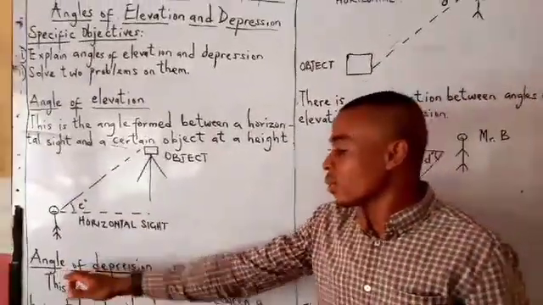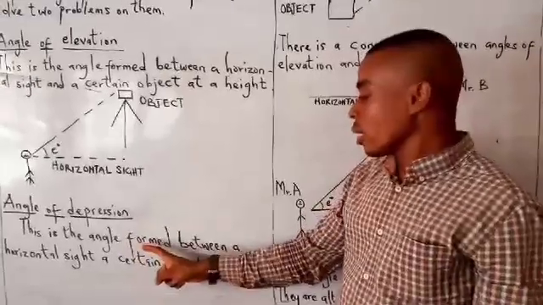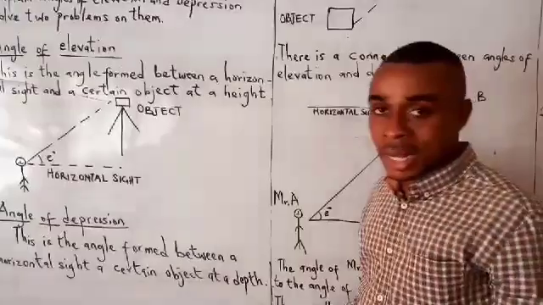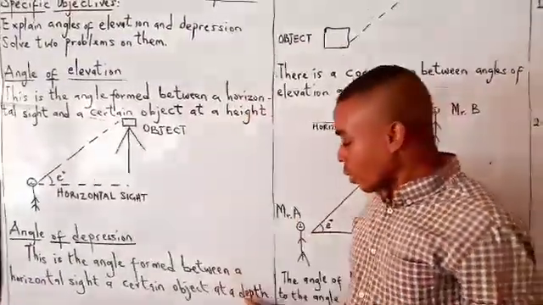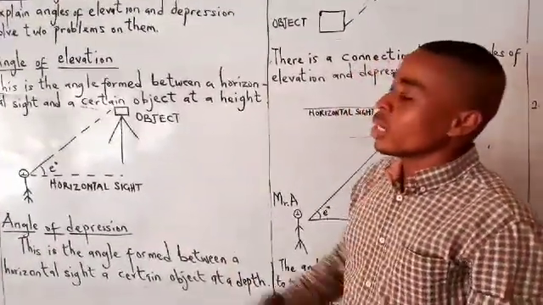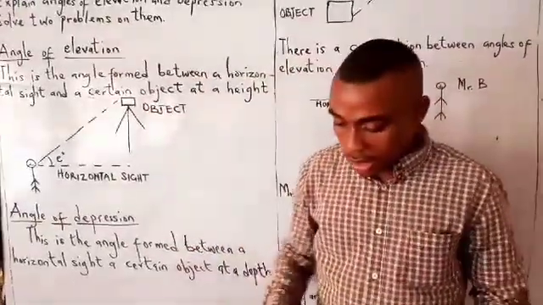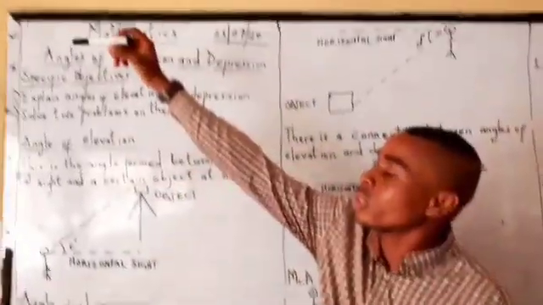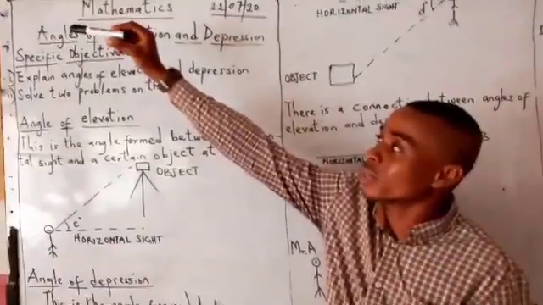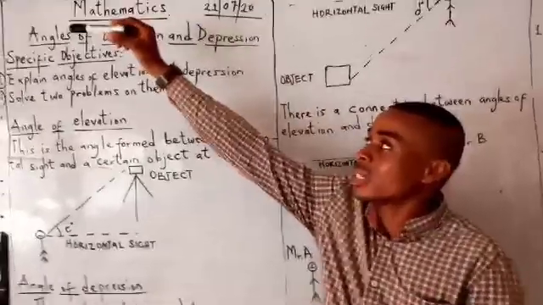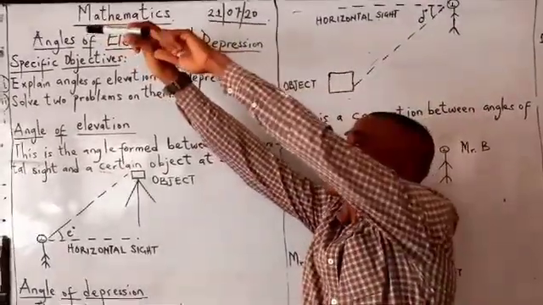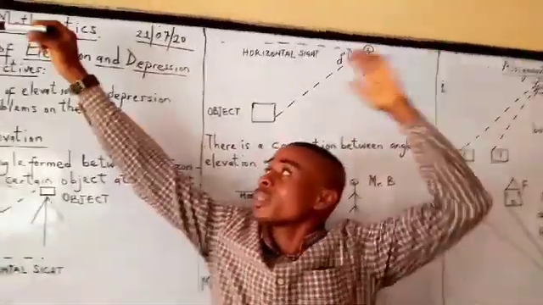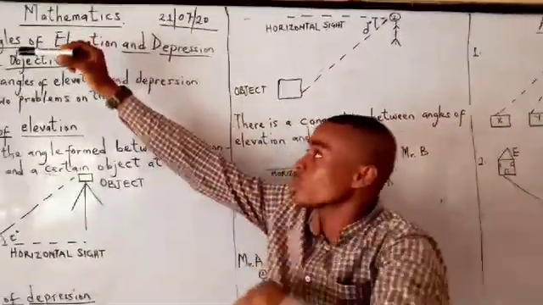Alright, what is angle of depression? This is the angle formed between a horizontal sight line and a certain object at a depth. The first one is at a height, and this other one is at a depth. Now, what does that mean? Let's assume this is someone standing at a height. Let's take this marker for example. Someone standing at a height first looks along the level of his eyes, just looks straight. After that, he brings his head downwards to observe somebody down here.